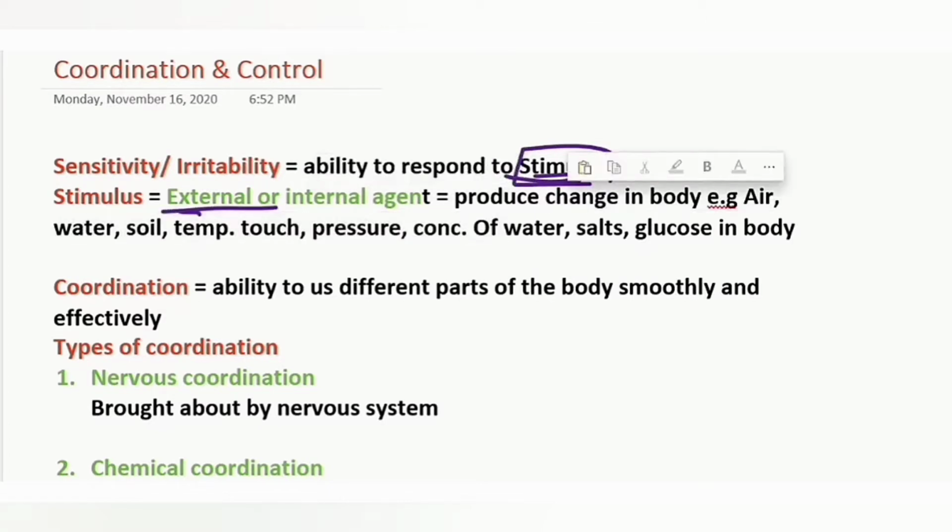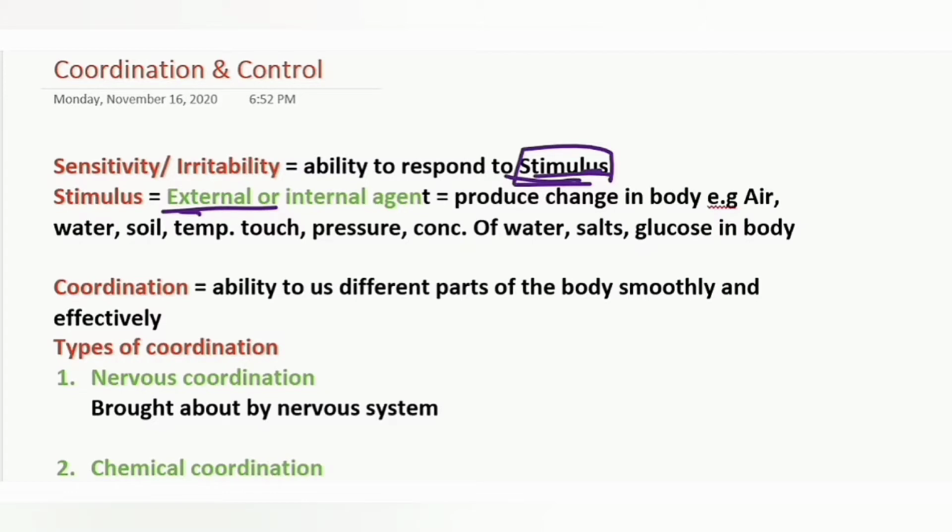For example, air, water, soil, touch, temperature, pressure, or the concentration of water and salts in the body, all these are stimuli which can bring a change in our body, right? So a stimulus is any agent which can bring a change. It can be external, like the temperature outside the body, and even the temperature inside our body can also bring a change in our body, right? And the concentration of water in our blood, concentration of salts, and even glucose in our blood, these are the internal stimuli which bring a change in our body, right?